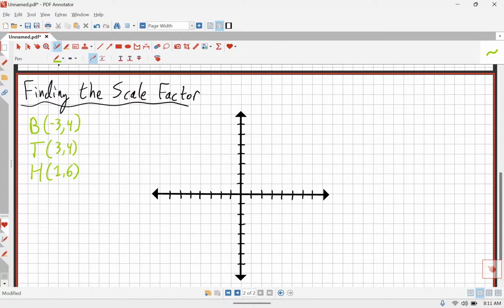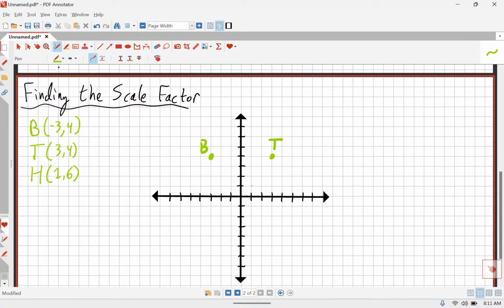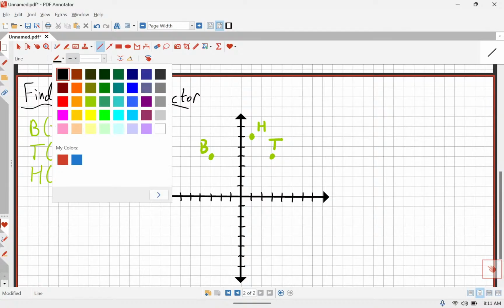Let's draw that triangle. -3, 1, 2, 3, 4. There's B. 3, 1, 2, 3, 4. That's T. And then 1, 6: 1, 2, 3, 4, 5, 6. There's H. BTH. Beth.